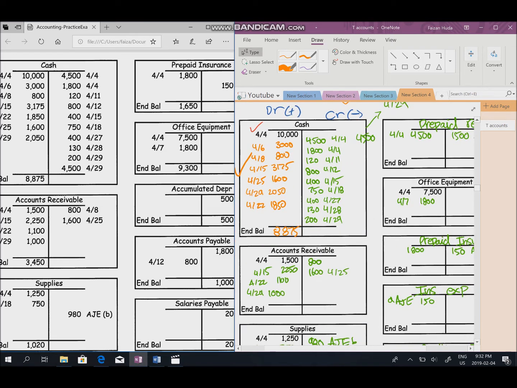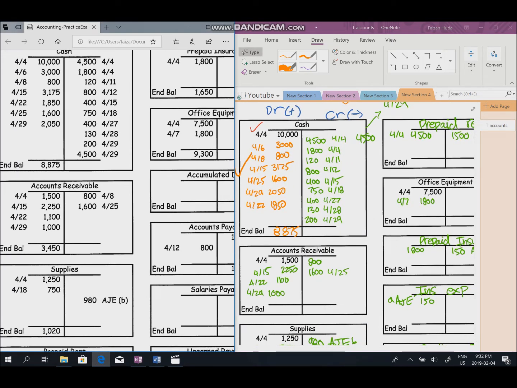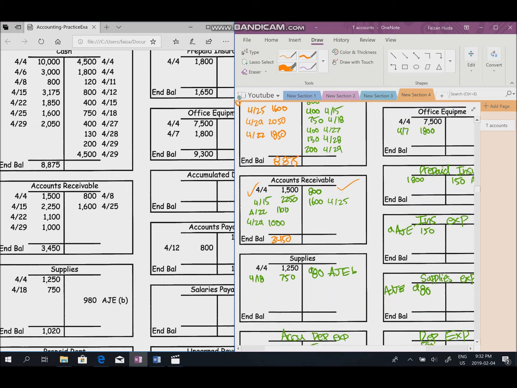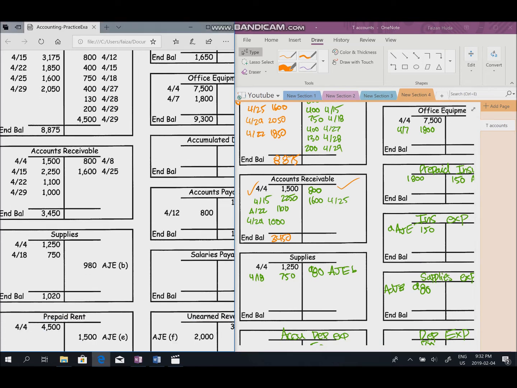Okay, so next one is accounts receivable. We'll double check. 1,500, 2,250, 1,100, 100. We're right for this side. We're correct. 8,160. We're correct. So our ending balance will be 2,450. Moving onwards to supplies. As I said, everything's here. Everything's correct. So we'll be 1,020.